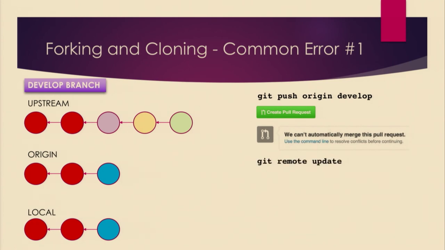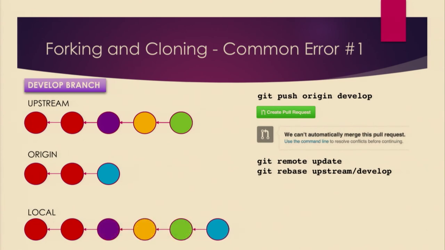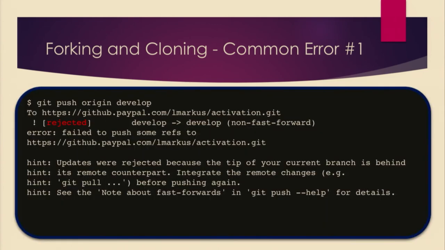Then you remember what Lenny told you to do in this presentation, and you go and do a git remote update. Now I know what happened upstream. I'm going to do a git rebase. Perfect, I rebased all my stuff. And now I'm going to do a git push, so git push origin to develop. And what happens now? Boom, blows up, rejected.